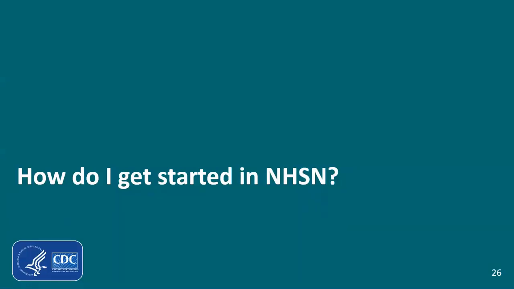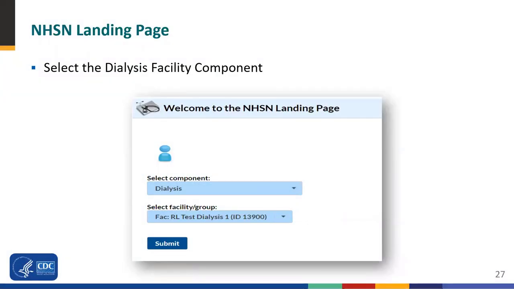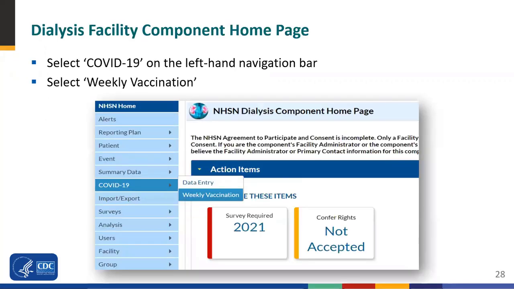So now we'll briefly talk about the steps you will need to take to report weekly COVID-19 vaccination data into NHSN. Once you are on the NHSN landing page, facilities will need to select the dialysis component in the drop-down box. Once you are on the home page for the dialysis component, click on COVID-19 on the left-hand navigation bar. You will then select the weekly vaccination option.